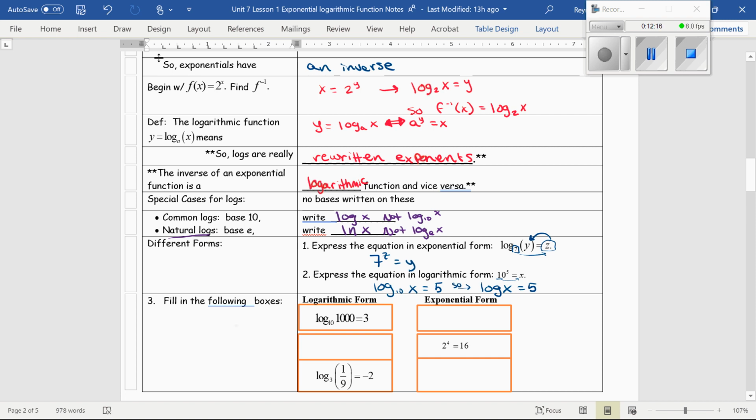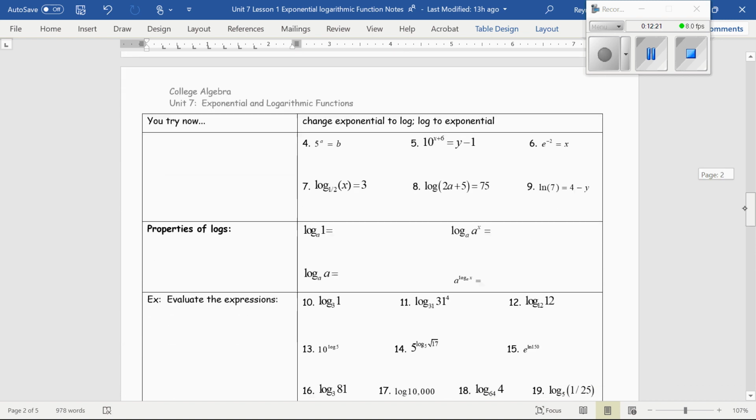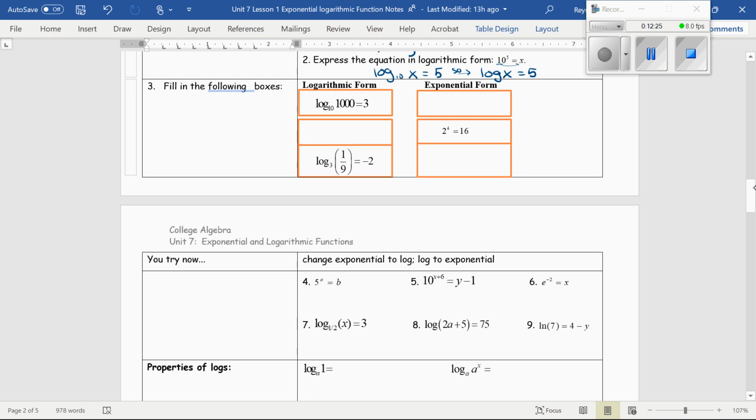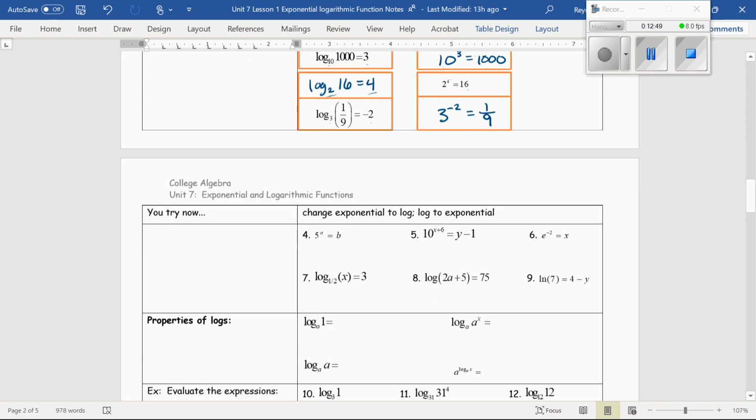Go ahead and try practicing going back and forth between those. You can see I just moved the 10 to the base, the 3 to the power, and the 1,000 to the other side of the equal sign. 10 cubed is in fact 1,000. 2 to the fourth, so base of 2, will equal 16. And then 3 to the negative second is 1/9. So you're just moving it around.